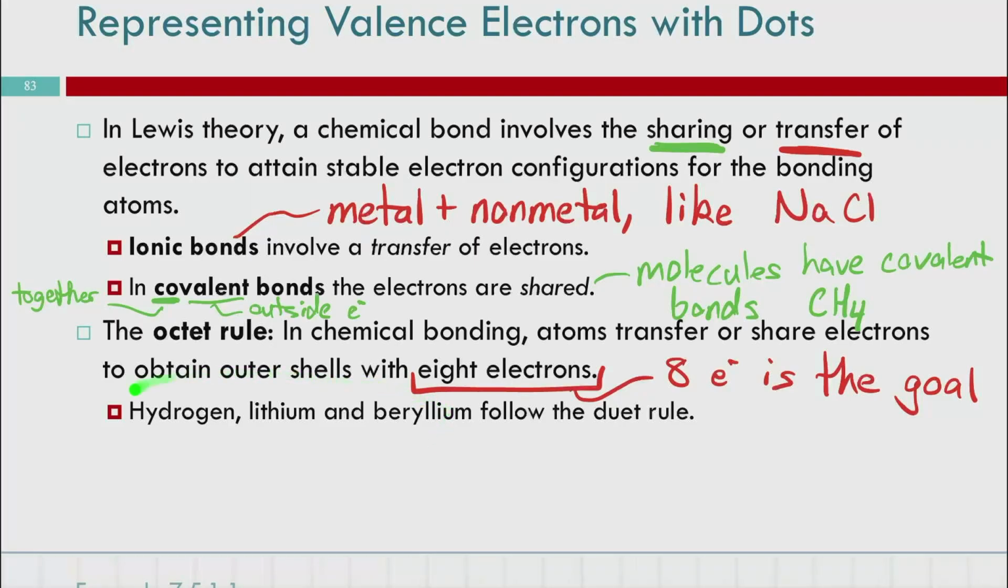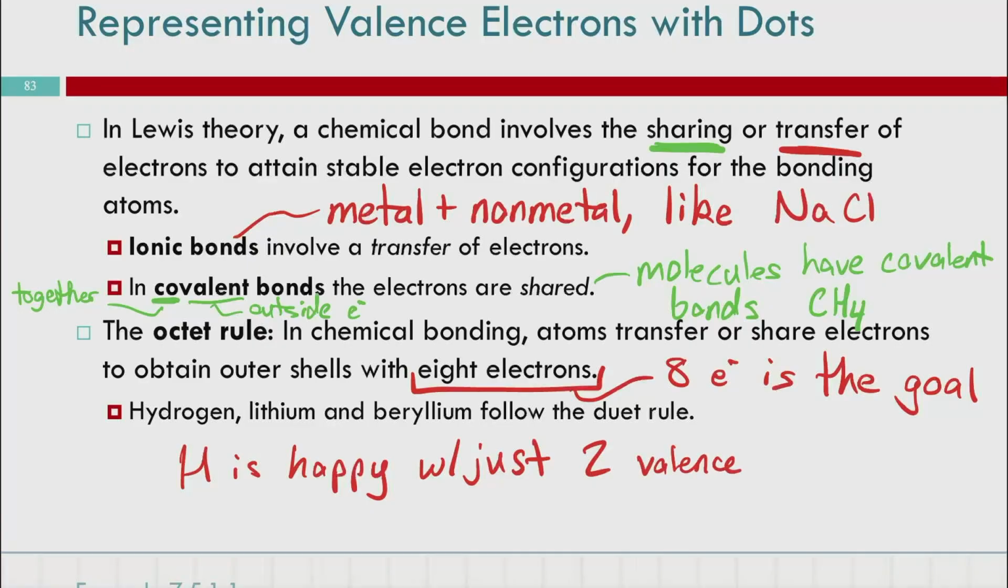The exception to that rule is little things like hydrogen, lithium, and beryllium. They have a duet rule because their closest noble gas is helium. Helium only has 2 electrons, because of that 1s thing that we talked about earlier. Usually how this plays in is hydrogen is happy with just 2 valence electrons. Otherwise, it's 8.